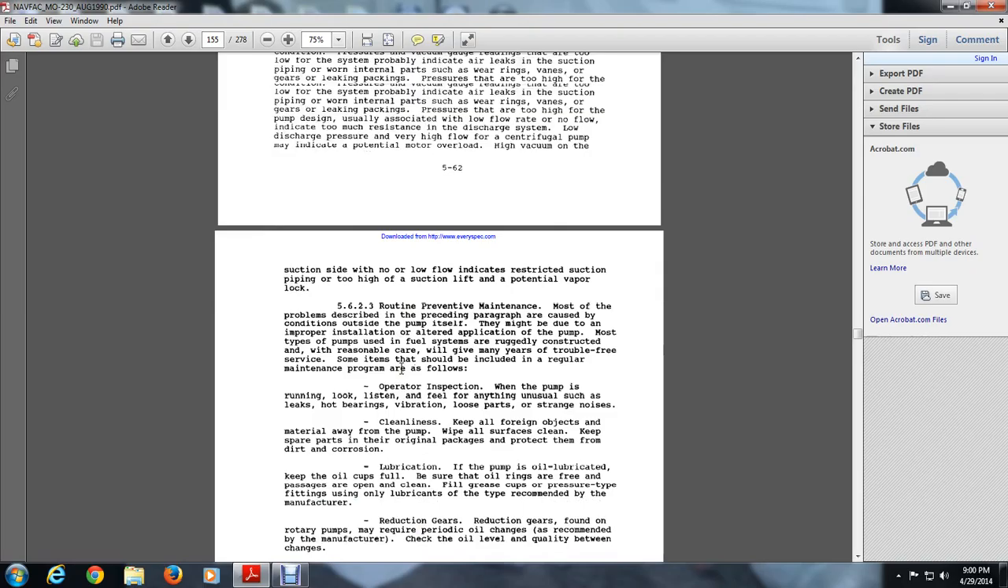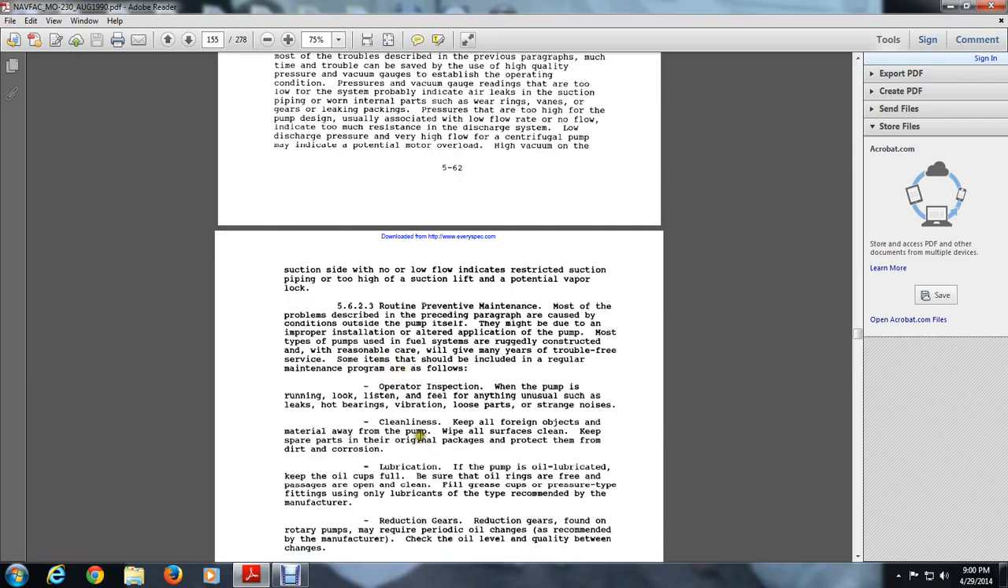Lubrication. Keep the oil and lubricating oil cups full. Be sure the oil rings are free and the passages for oil are open and clean. Fill grease cups and pressure-type fittings with the type of lubricant recommended by the manufacturer. Reduction gears found on rotary pumps may be periodically changed. Oil changes are recommended by the manufacturer.